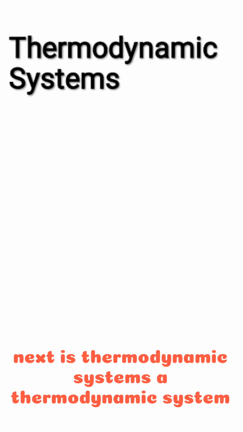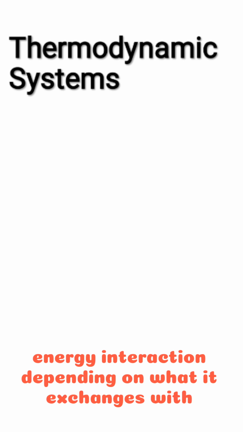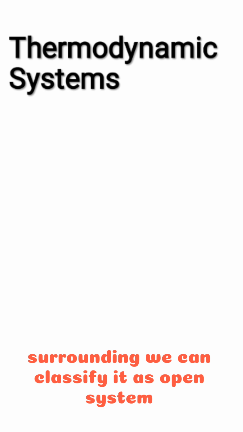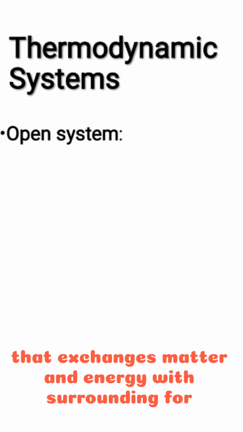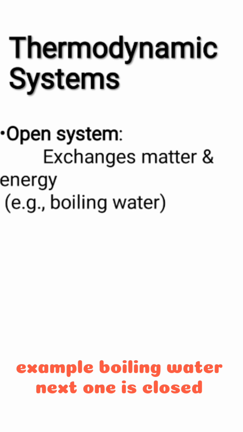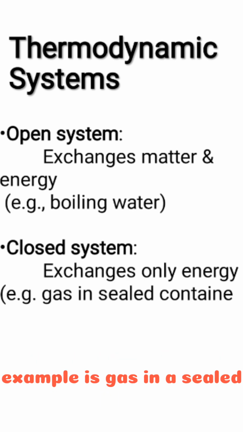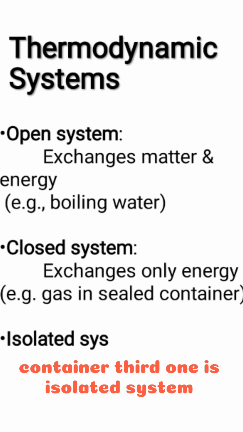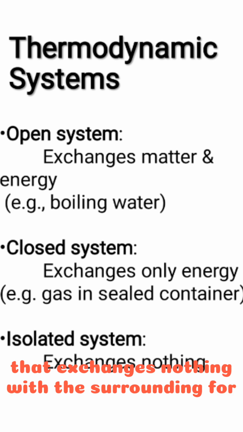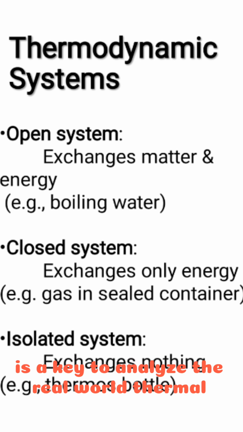Next is thermodynamic systems. A thermodynamic system is defined as a region in space where we analyze the energy interaction. Depending on what it exchanges with the surrounding, we can classify it as an open system that exchanges matter and energy with the surrounding, for example, boiling water. Next one is a closed system that exchanges only energy with the surrounding. An example is gas in a sealed container. Third one is an isolated system that exchanges nothing with the surrounding, for example, a thermos bottle. Understanding these systems is key to analyzing real world thermal problems.